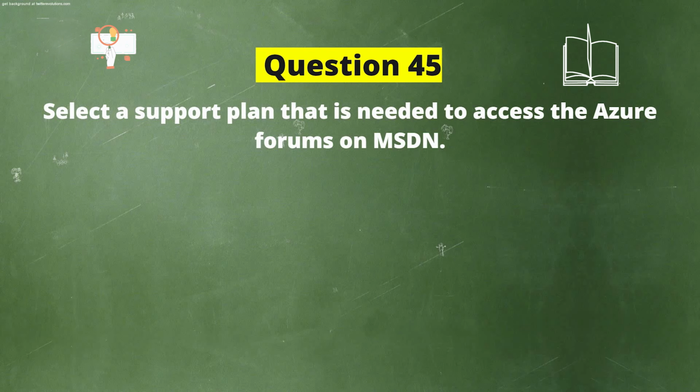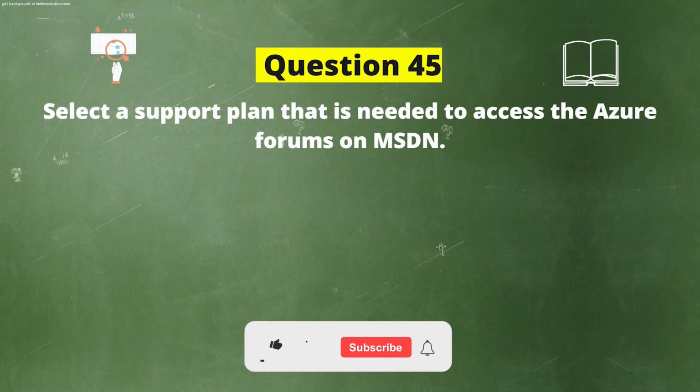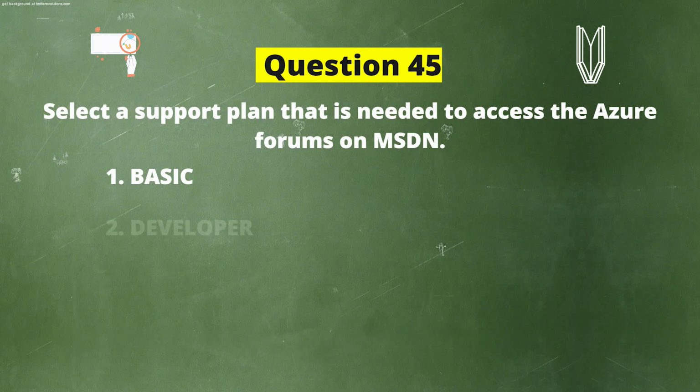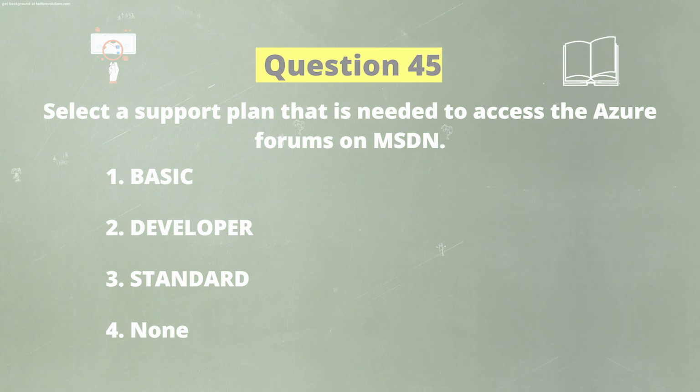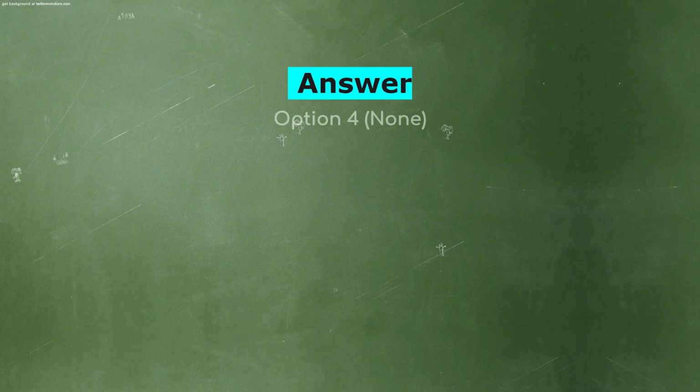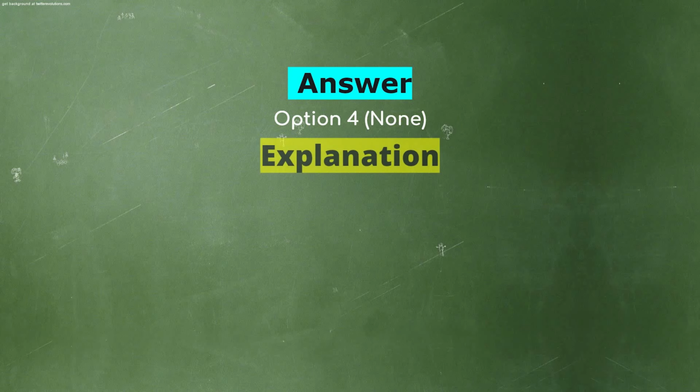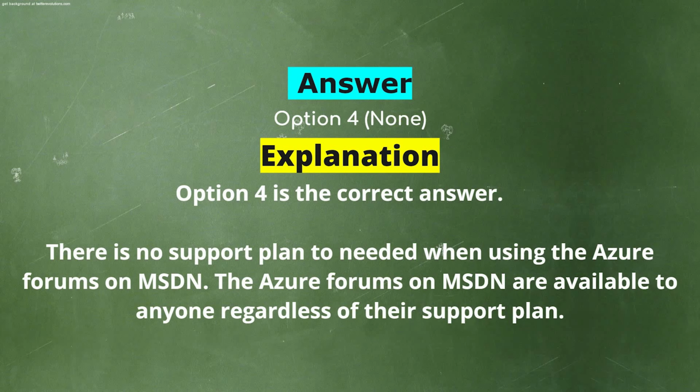Next question. Select a support plan that is needed to access the Azure forums on MSDN. And the options are 1. Basic. 2. Developer. 3. Standard. 4. None. And the correct answer is option 4. None. Explanation. Option 4 is the correct answer. There is no support plan needed when using the Azure forums on MSDN. The Azure forums on MSDN are available to anyone regardless of their support plan.